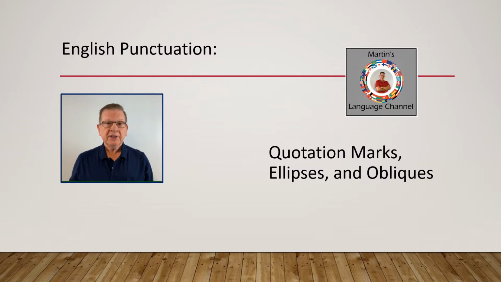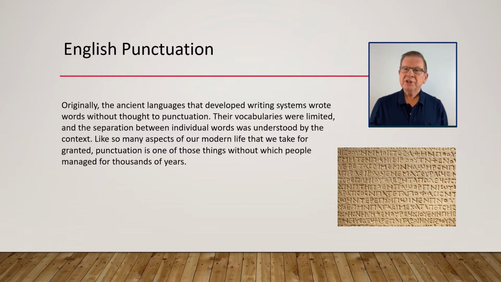This is the fifth in a series of videos about English punctuation. In this video, we will discuss quotation marks, ellipses, and obliques. Grammar is about the structure of a language. Punctuation is the system of writing the language in a way that makes it easy to understand.